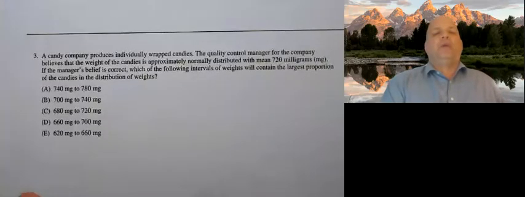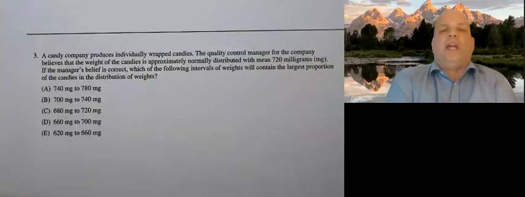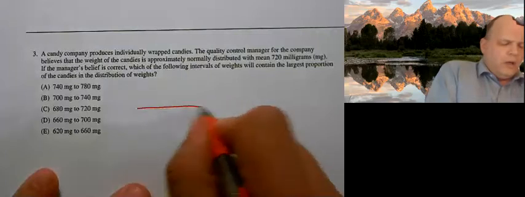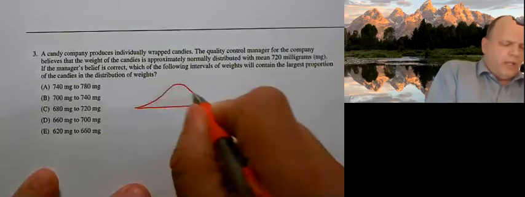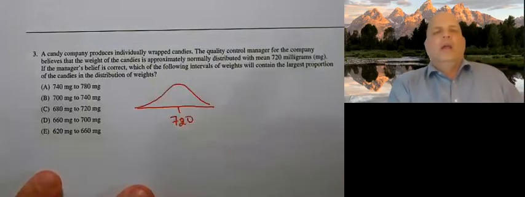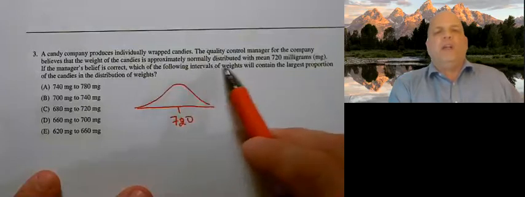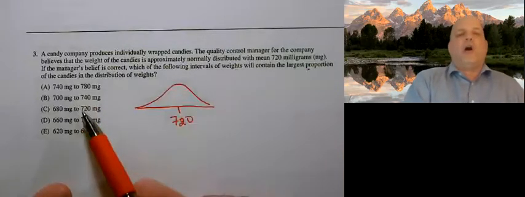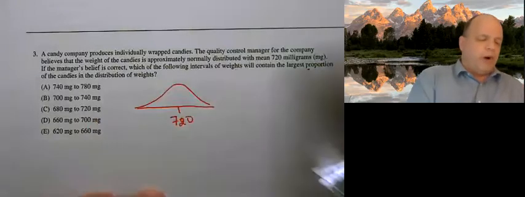Okay. A candy company, number 3, produces individually wrapped candies. The quality control manager for the company believes that the weight of the candies is approximately normal with a mean of 720. So essentially, I have a mean of 720. If the manager's belief is correct, which of the following intervals of weight will contain the largest proportion of candies in the distribution? Well, the fact of the matter is I could have gone to all of these and just done a norm CDF for all of them. And I'll do that for the first one real quickly so you can see it.